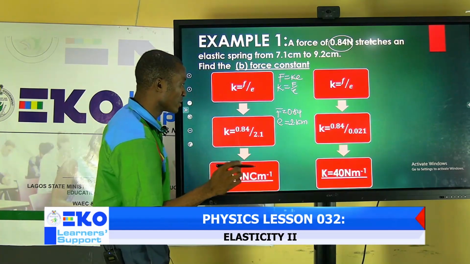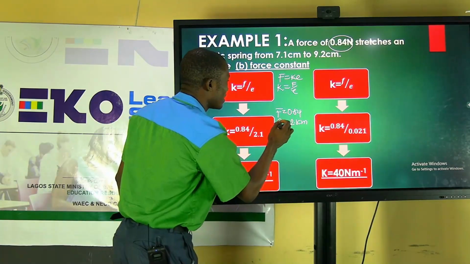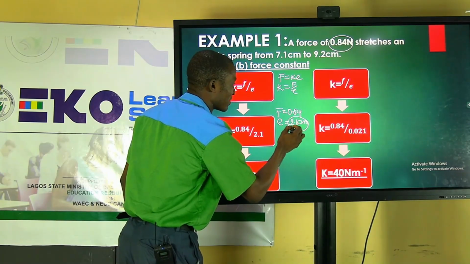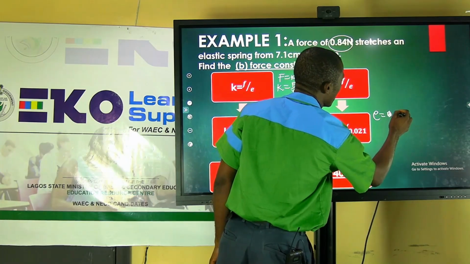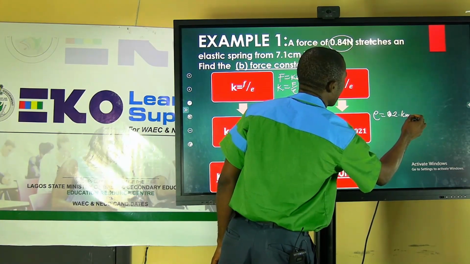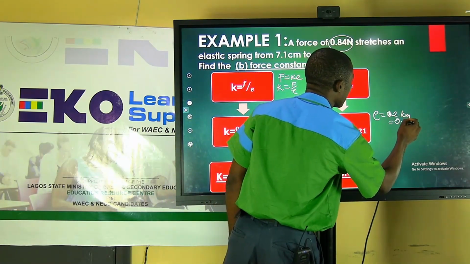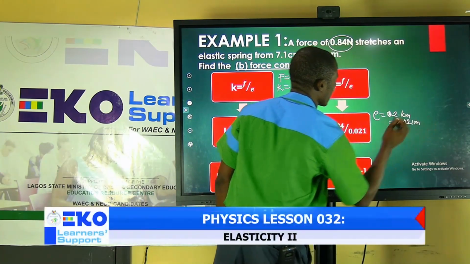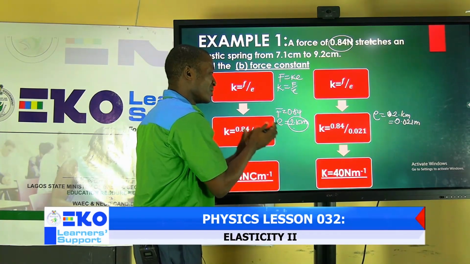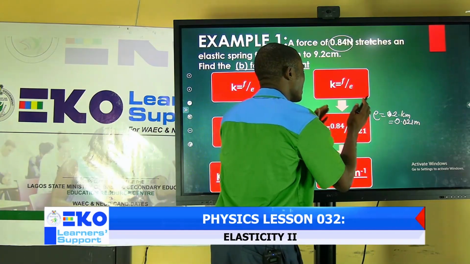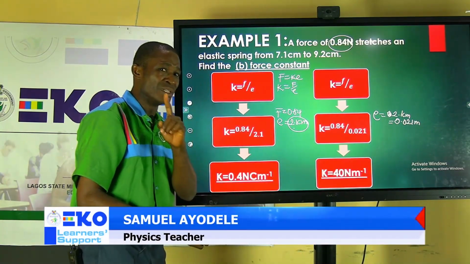Please take note. You can do it this way or do it this way. I will explain both. This extension is in centimeter. The extension, 2.1 centimeter, if you convert to meter, you divide by 100. You're going to have 0.021 meters. If you decide to use the extension in centimeter, the answer is different. If you decide to use extension in meters, you get your answer, but they will have different units. Take note.